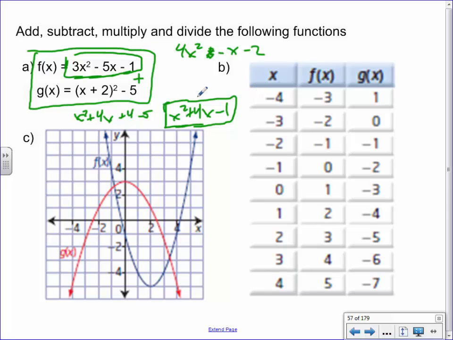In this one here, I just said pretend we're adding. Which x value is this for? When x is 1 or 2 or 3?